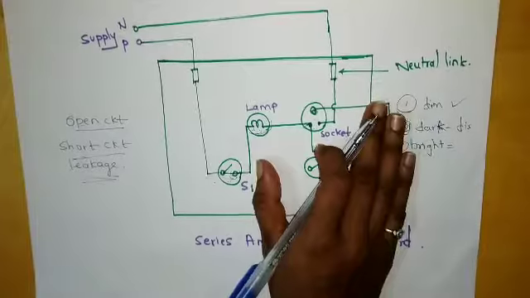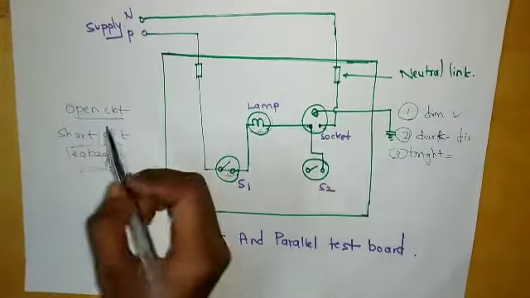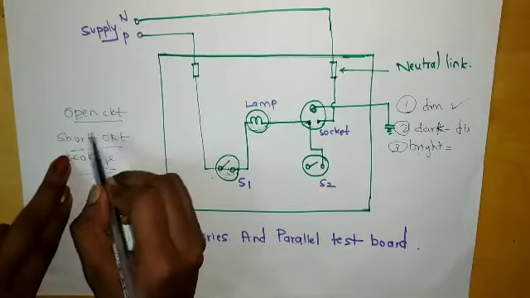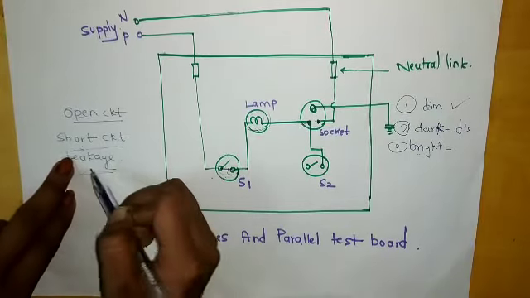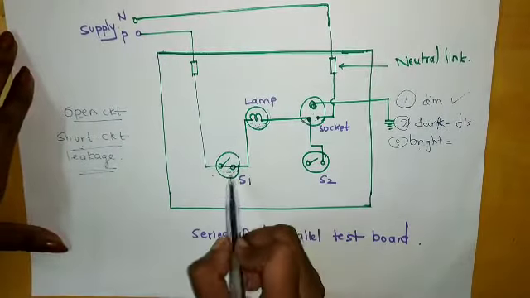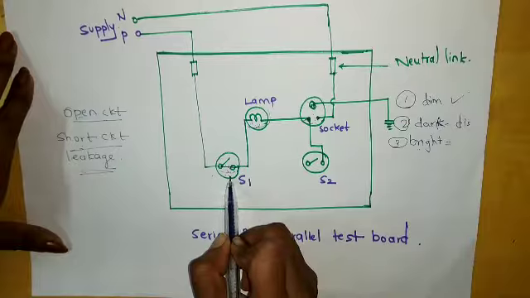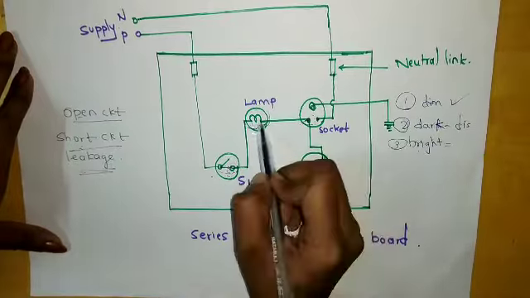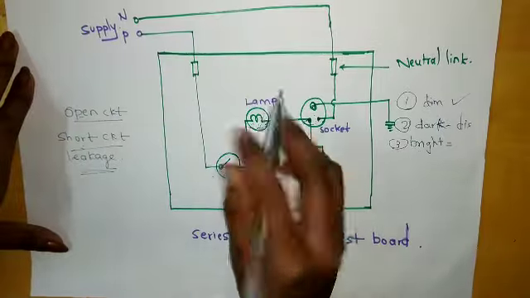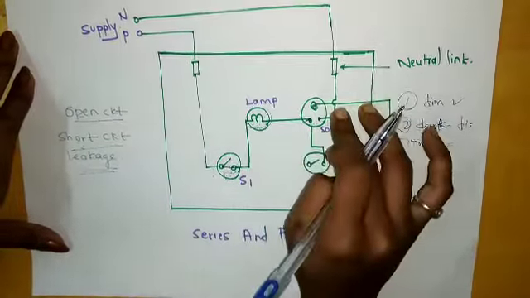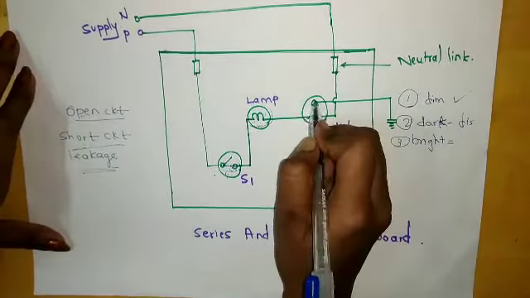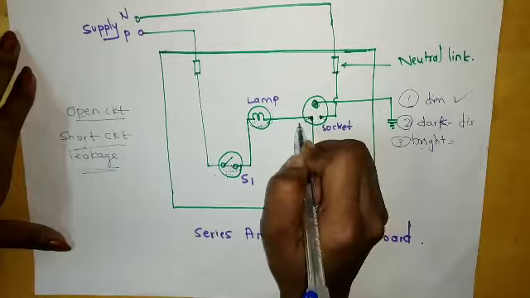So from this we can get to know whether in our appliance it is an open circuit fault, short circuit fault or leakage. How will you know? This is the diagram of the series and parallel test board. Here you can see this is switch 1, S1, and this is switch S2. To switch 1 we have connected a lamp, and here is a 3-pin socket. Whatever appliance we are going to test, we place it here in the 3-pin socket.